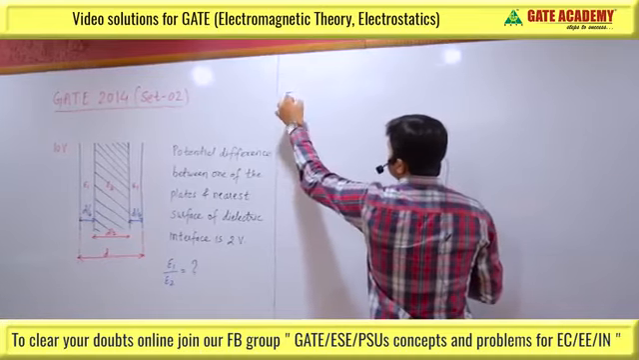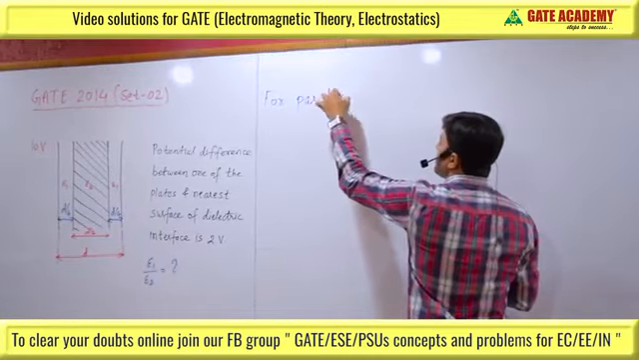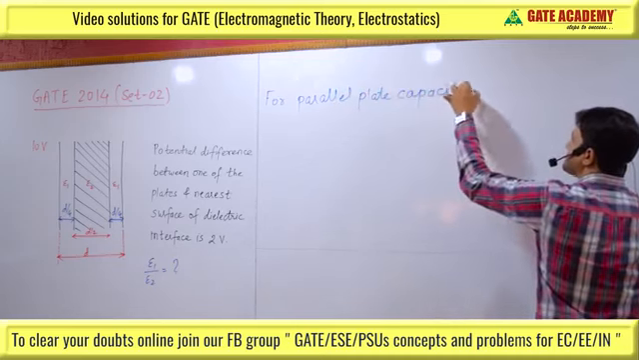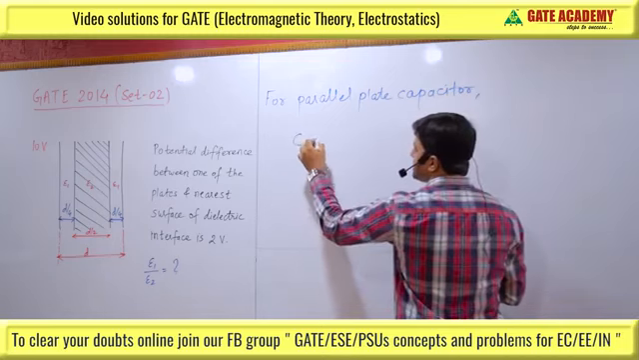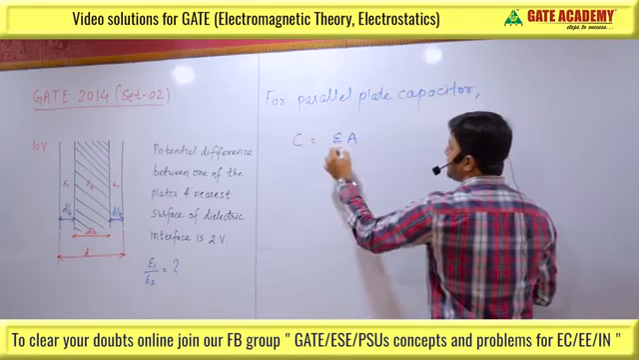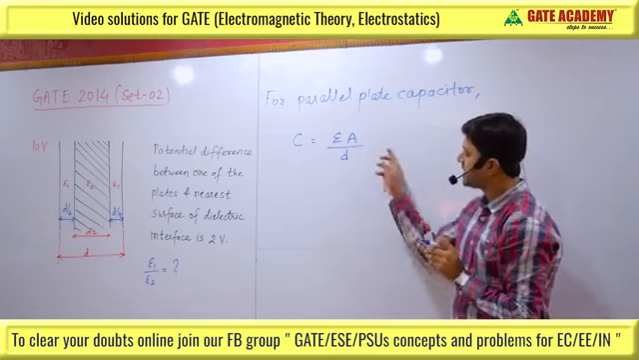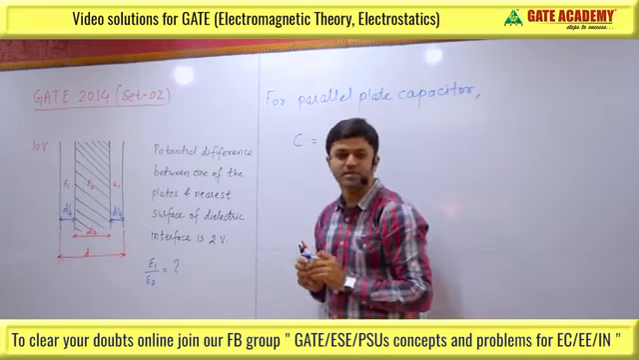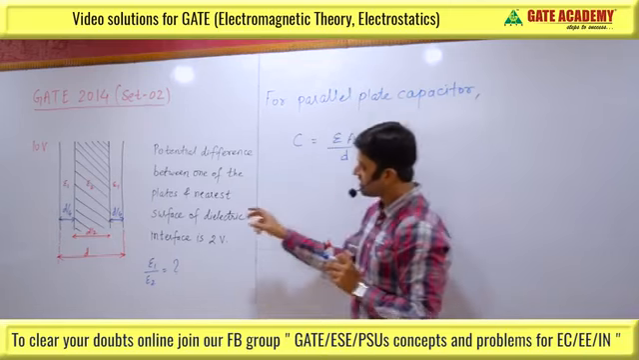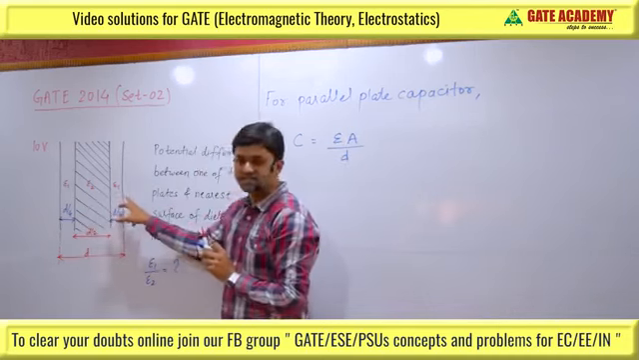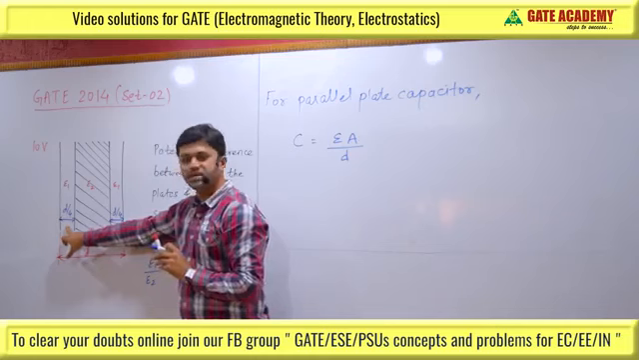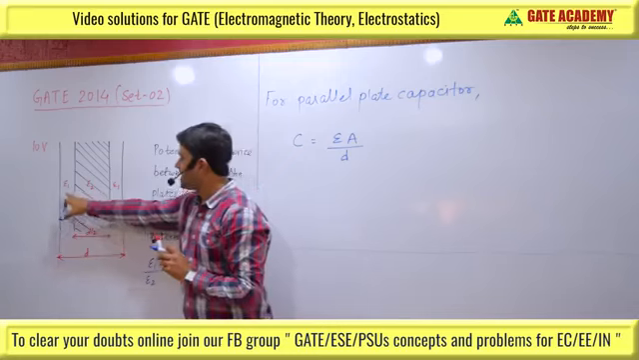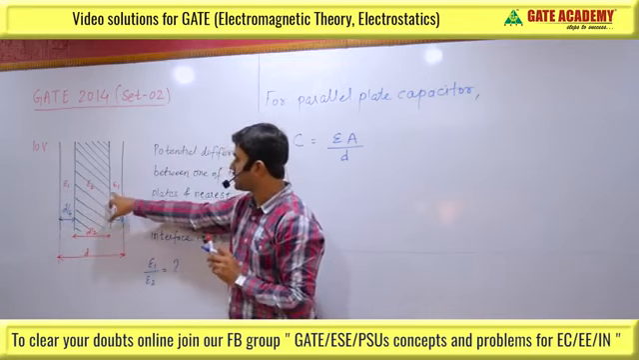So for a parallel plate capacitor, capacitance is given by C equal to epsilon A upon D, where A is the area of the plate, D is the distance between the plates, and epsilon is the dielectric constant of the medium. So here we have 3 different regions. One has width D by 4, another has D by 2, and the third also has width D by 4, and the dielectric constants are epsilon 1, epsilon 2, and epsilon 3.